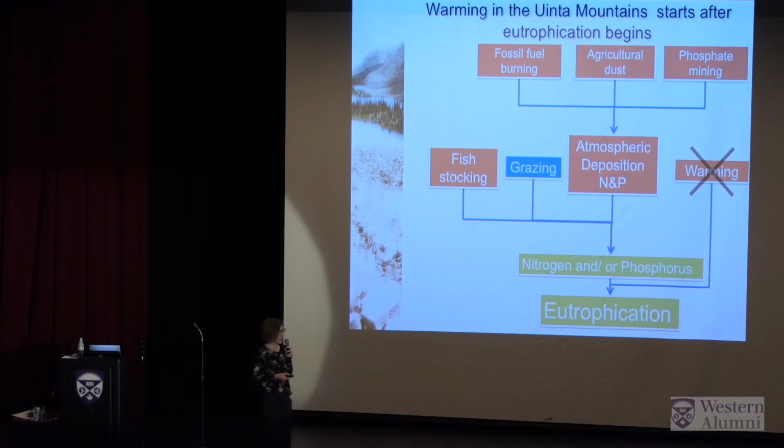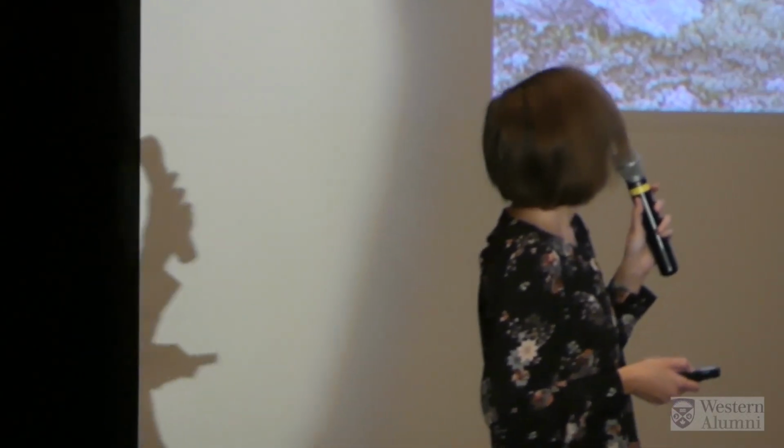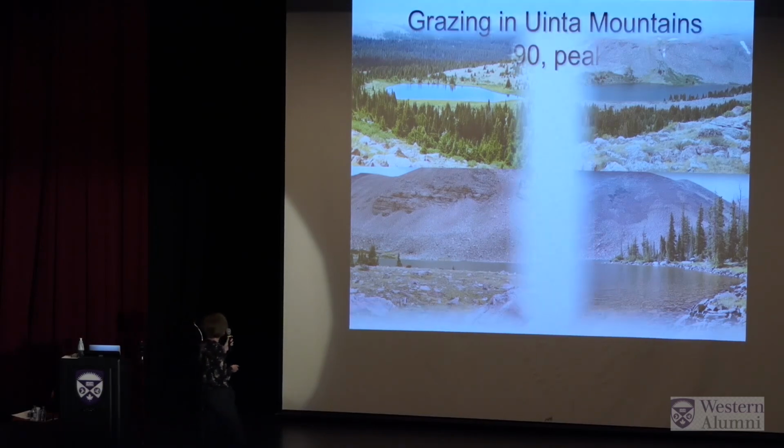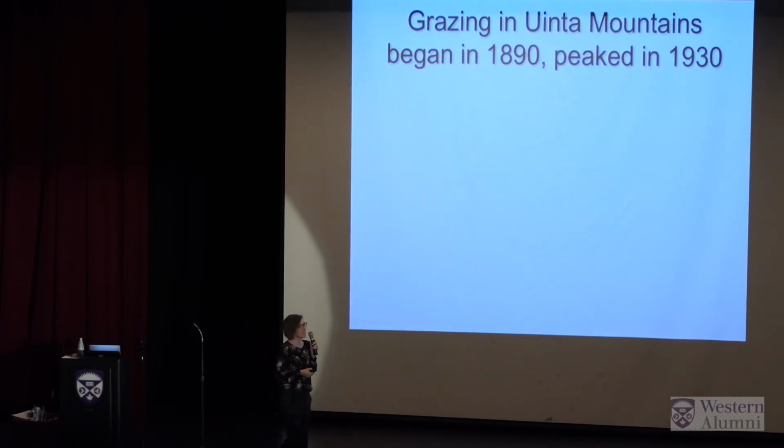Next, we look at a local factor, grazing. So here again are 4 of my sites. I'm not going to show all of them because the data is similar for these 4 sites, but I just like to show some pictures of this beautiful area. Grazing in the Uinta Mountains began in 1890, perhaps a little bit earlier. By 1930, there were sheep and cattle everywhere. It wasn't very well managed, and people just had tons and tons of animals up there in the Uinta Mountains. So the peak is in 1930.